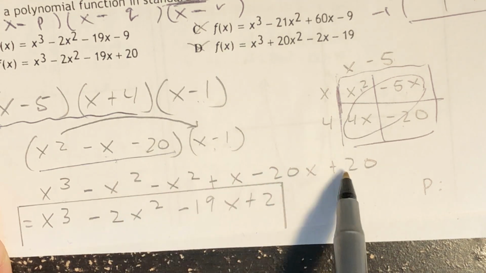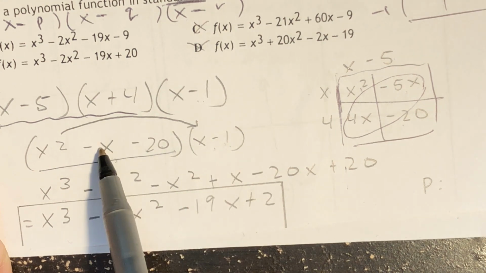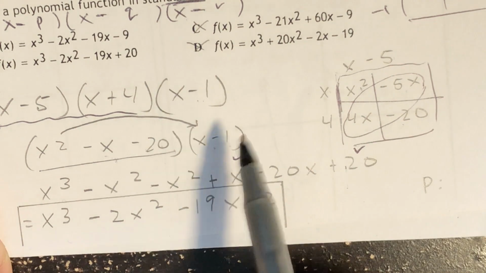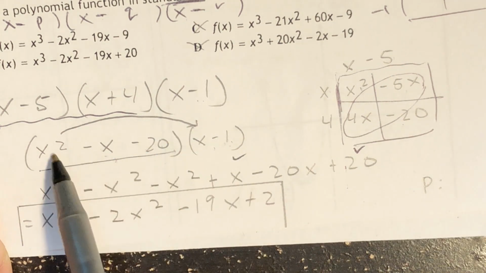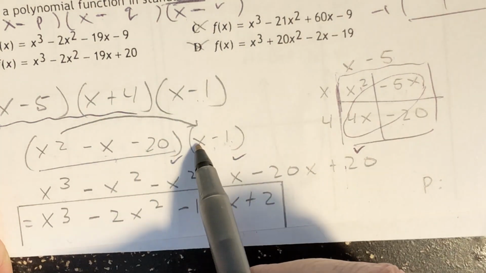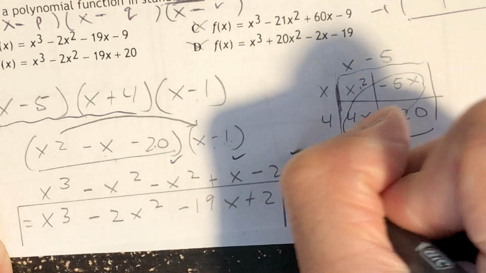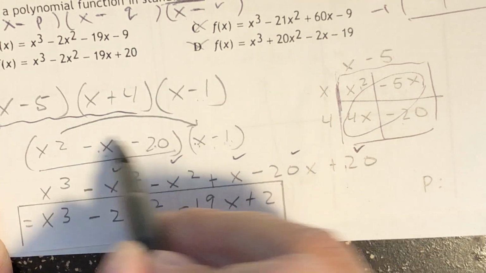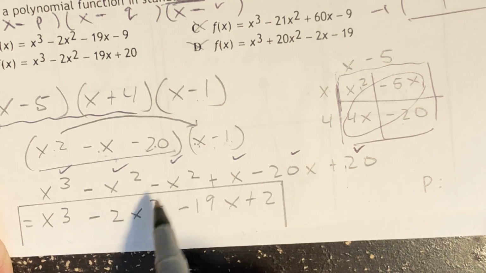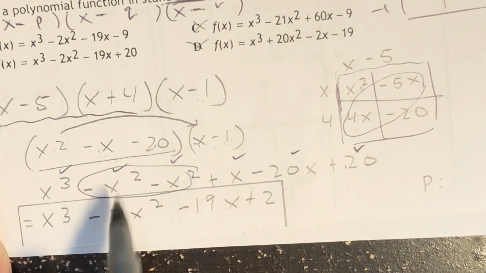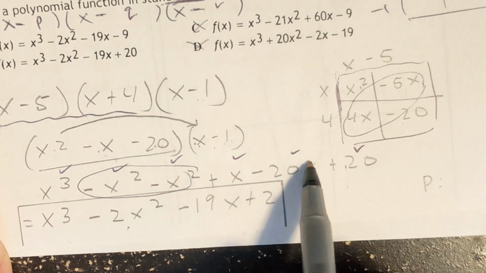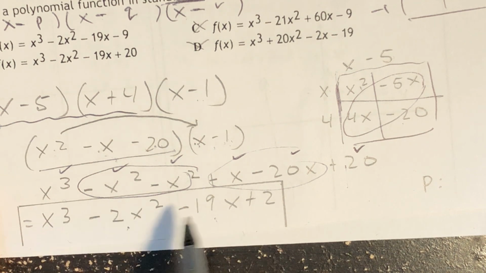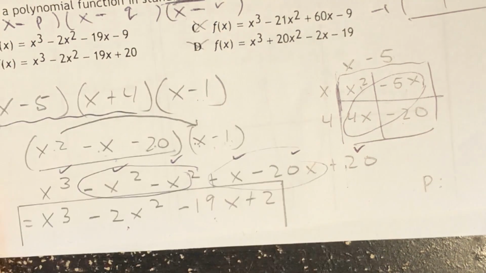Negative times a negative is a positive. Negative times a negative is a positive. Negative times x squared is negative x squared right there. x times negative 20 is negative 20x. x times negative x is negative x squared. And then x times x squared is x cubed. And then you just combine like terms, negative 2x squared. And then these right here is negative 19x. So there you have this one. And then your answer would be B.